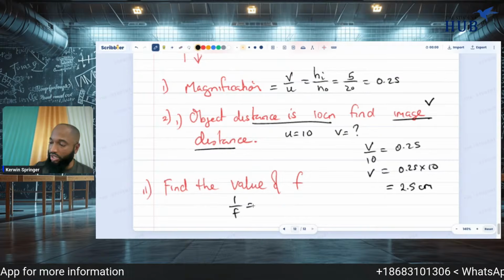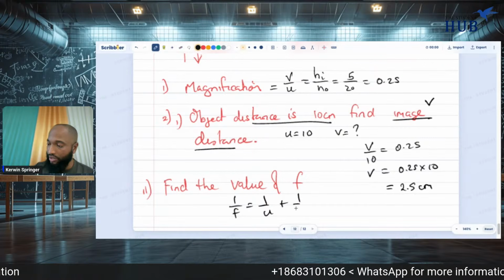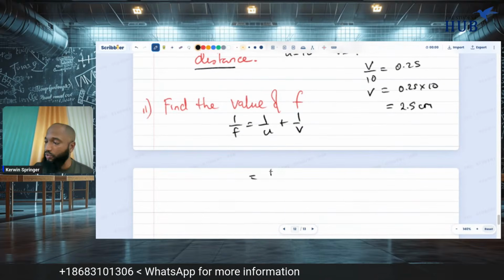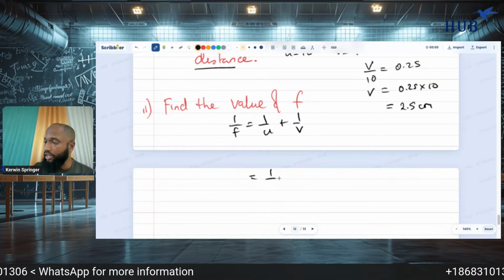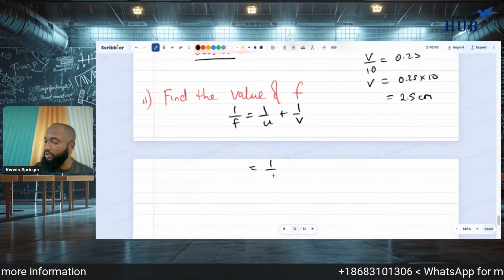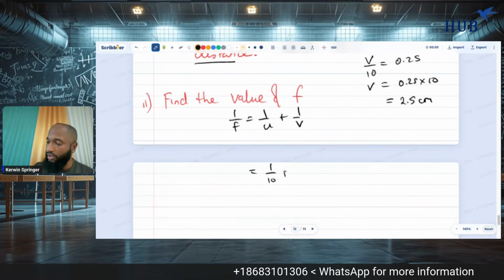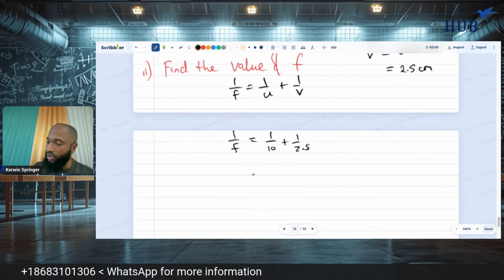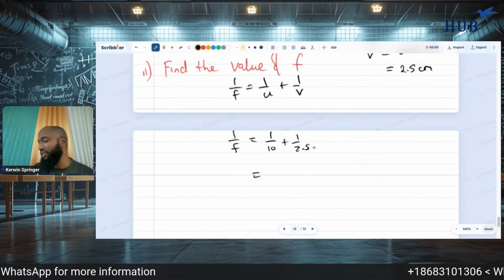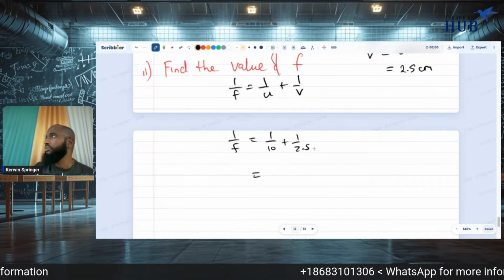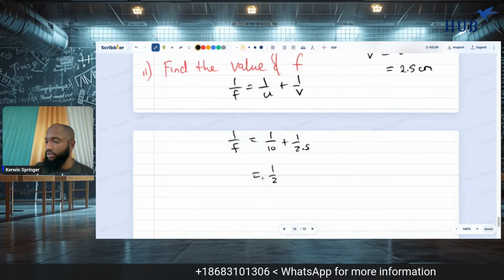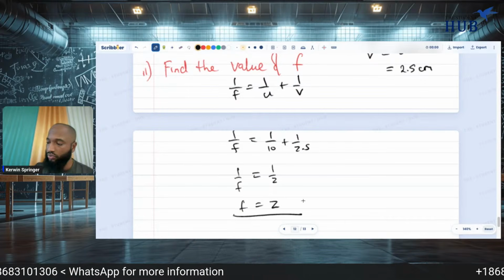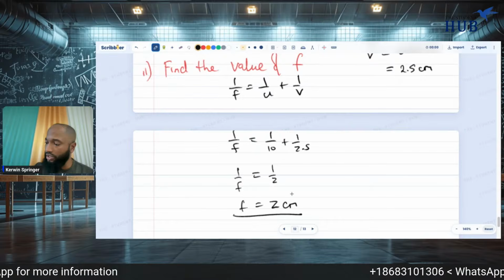1 over F. So you all understand how it could come in reverse, right? 1 over U plus 1 over V, and you cook with that. So you'll end up with 1 over 10 plus 1 over 2.5, equals 1 over F. How much is 1 over 10 plus 1 over 2.5, or 2 over 5? 4 over 5, a half. Tell me if you'll get a half. So F is equal to 2 centimeters because you'll have to invert in the end.